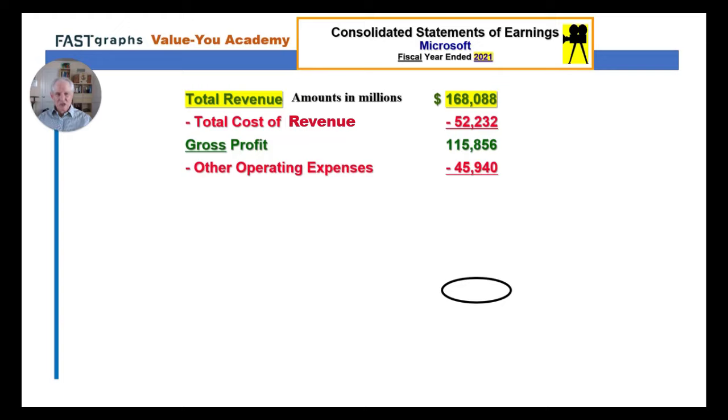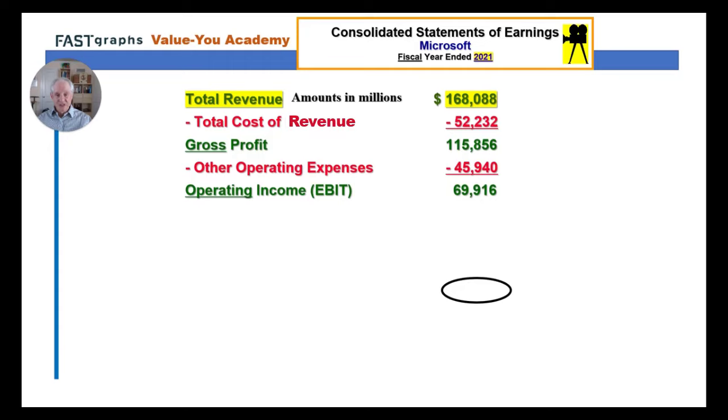advertising, on and on. So during the last 12 months, they had 45.9 billion in operating expenses. Some of that might be R&D. R&D has to be expensed. Some of it is SG&A, selling, general, administrative. A lot of operating expenses. So when we take the cost of the revenue and the operating expenses off, we have almost 69.9 billion left in operating income. Now this is known as EBIT, earnings before interest and taxes. And that's a very important line item that companies watch very close and the analysts watch.